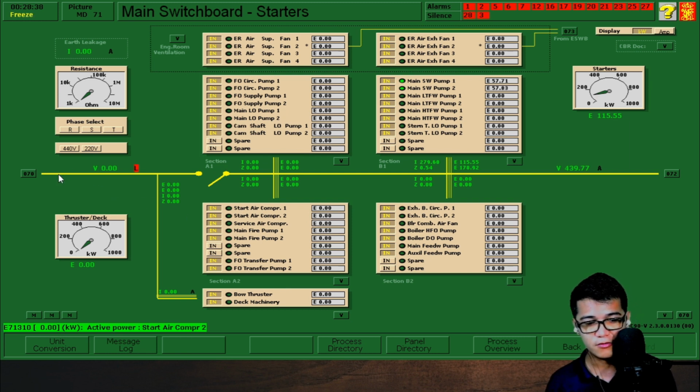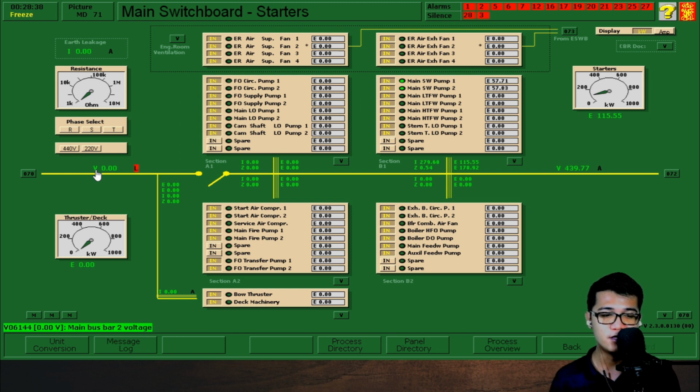This one here is the voltage for our main bus bar 2. If you notice, it is to this main bus bar 2 that our boat thruster and our deck machinery connect. So what about the feeders? Let's go to the feeders.